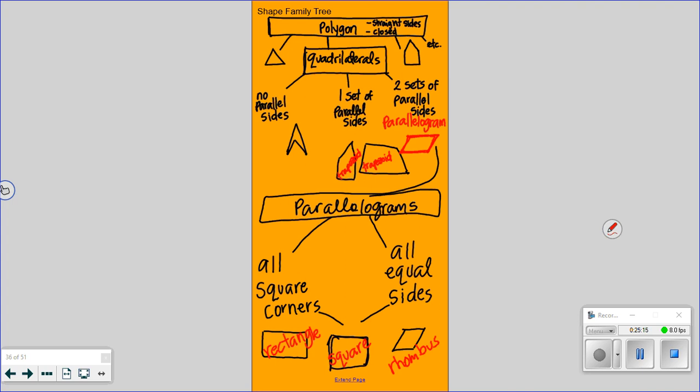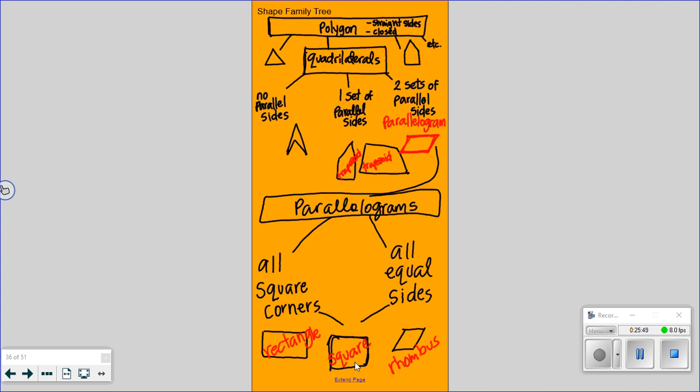rhombus. Now, here's something really cool. I can call a square any of the names on this board, for the most part. I can call a square a rhombus. I can call a square a rectangle. Are all rectangles squares? No. But all squares are rectangles. I can call a square a parallelogram.